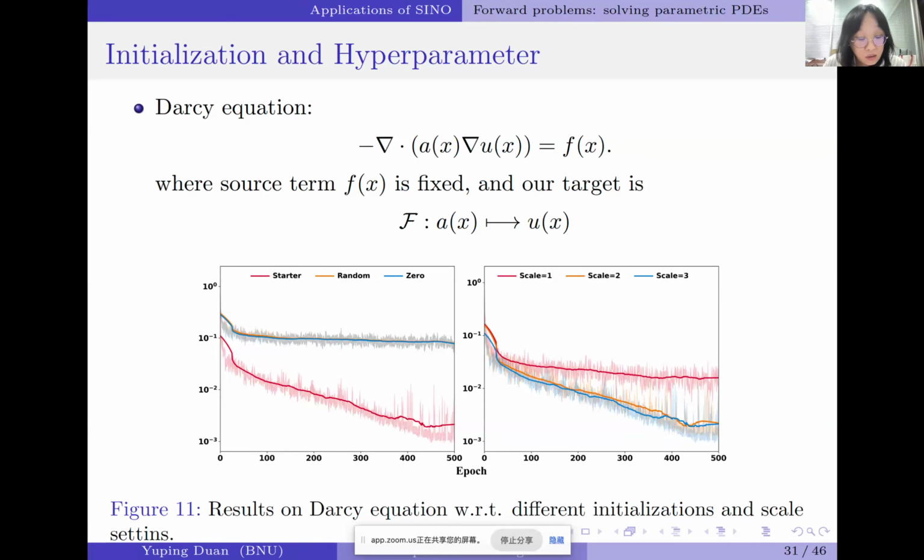We also studied the initialization and the skill setting on the Darcy equation. The left plot shows the learned starter converges faster than the random and zero initialization. And the right plot compares different skill settings. It shows the benefit of the multi-skill design. This result supports both the learned initialization and the multi-skill architecture.